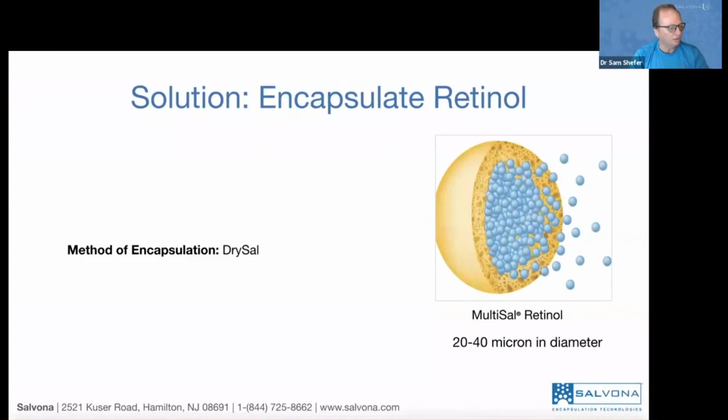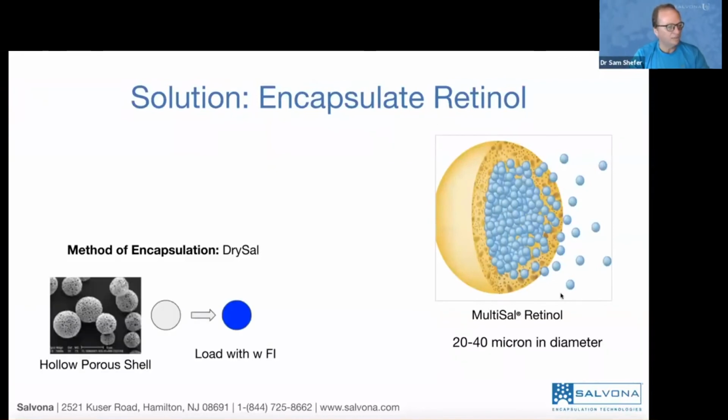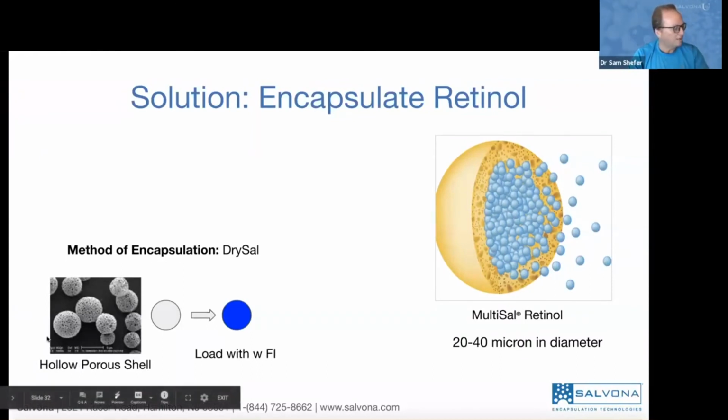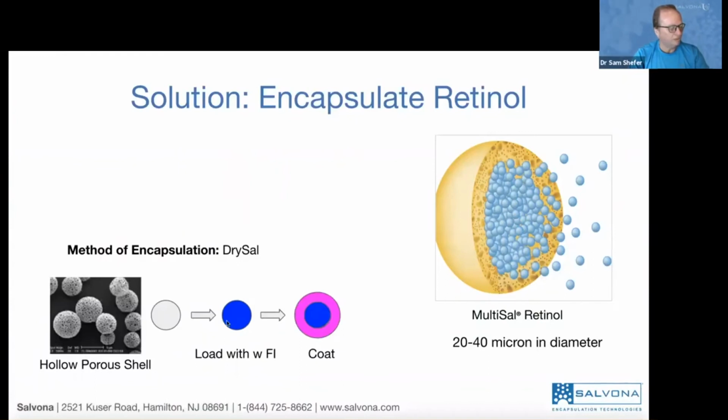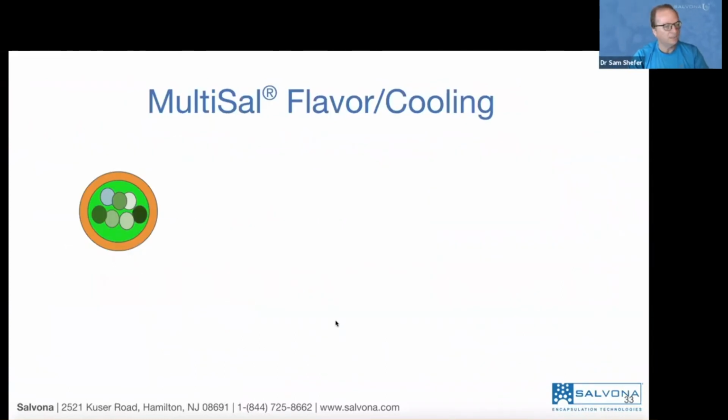So this is retinol, and this is the difference between traditional MultiSal and dry sal. I started with the hollow porous shells, loaded them with the functional ingredients, and then coated them. This is how we get the MultiSal. So this is the second one, right? The first one was the menthol. The second one I showed you was retinol. Now I'll show you the third version to see the variety that we can make. Maybe there are more, but this time we focus on these four.